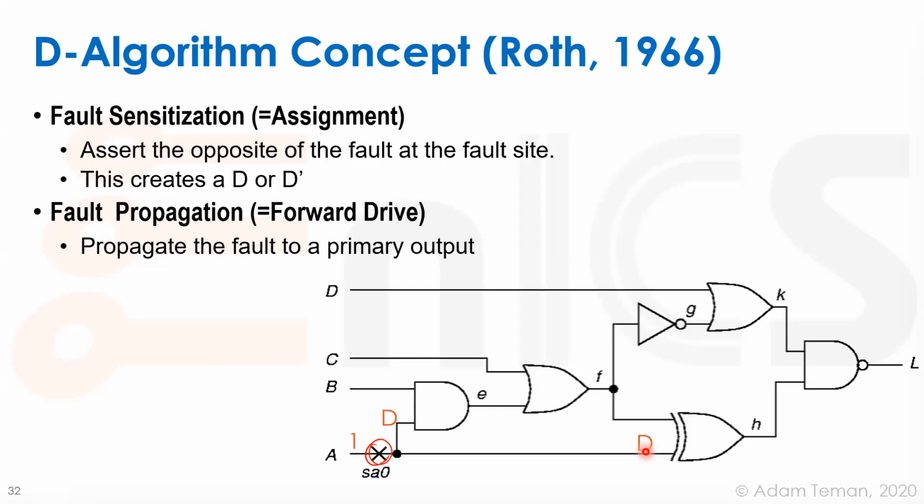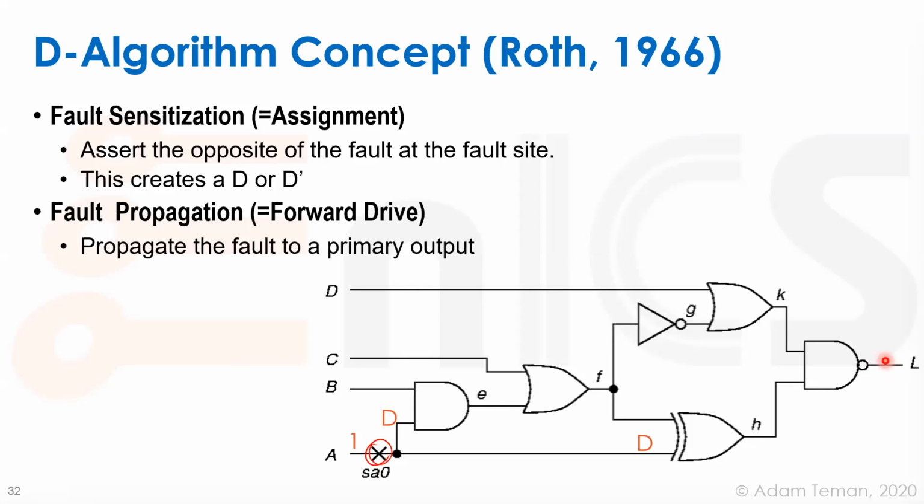And they use this word sensitize, propagate all the time. So the second one is called fault propagation, which is the forward drive. We're going to propagate the fault to a primary output. So to know that we actually had a fault here, to recognize that there was a fault, we need to get to the output, because the output's the only place that we can look at. So we need to now drive this D so we can see D or D bar over here.